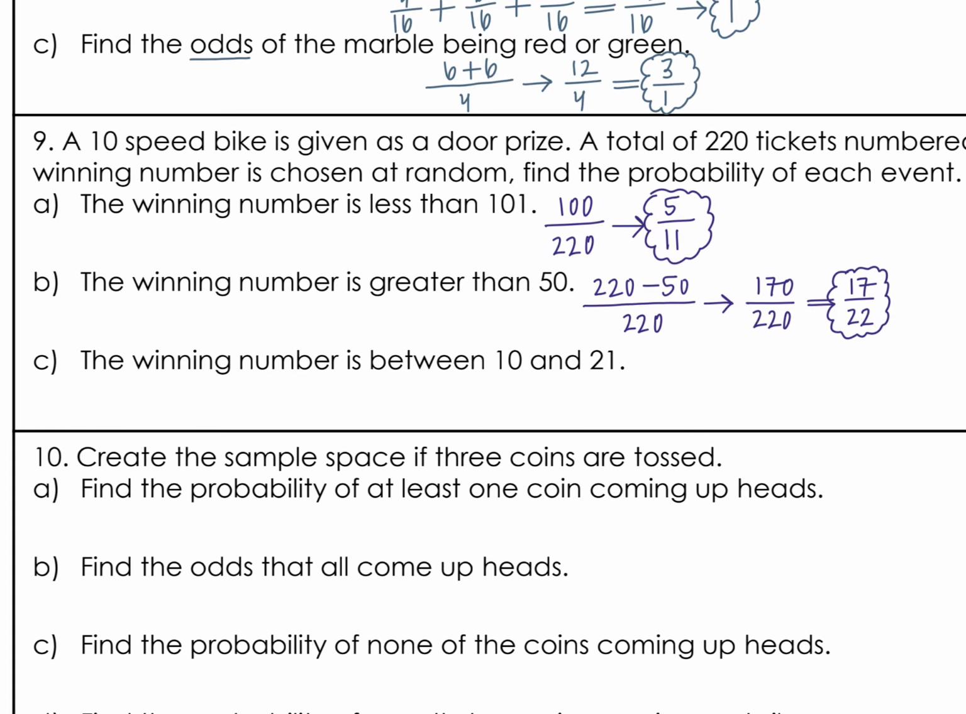Finally, we have part C. The winning number is between 10 and 21. So we've got 11, 12, 13, 14, 15, 16, 17, 18, 19, 20 that could land us that winning number. And so that's going to be 10 options over my 220 as my total, which will reduce to 1 over 22.